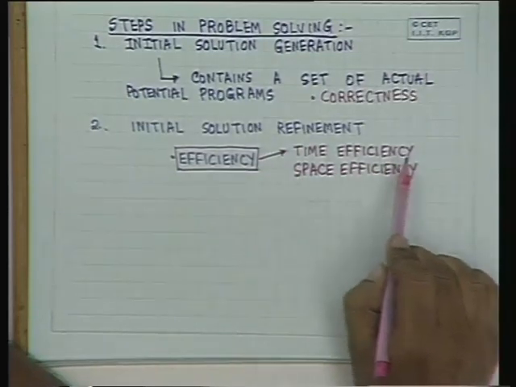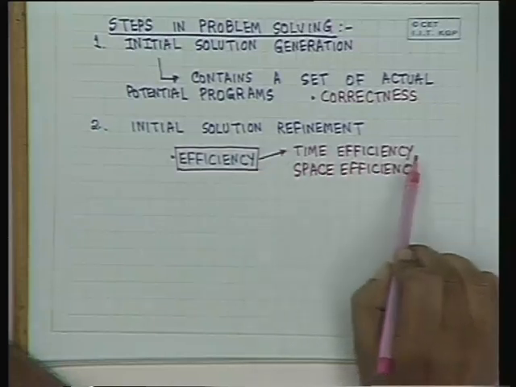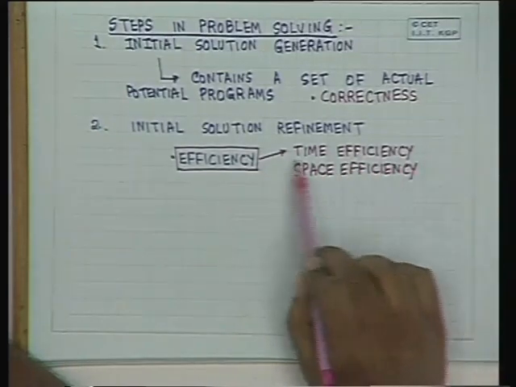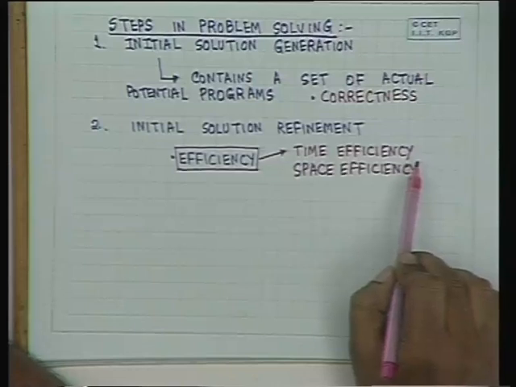We have to try and make sure that our programs run as fast as possible. That was the need for computers, to make things run fast and get them automated. And space efficiency is required because space is at a premium.